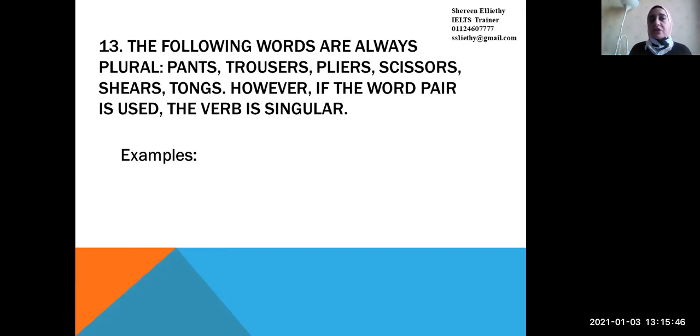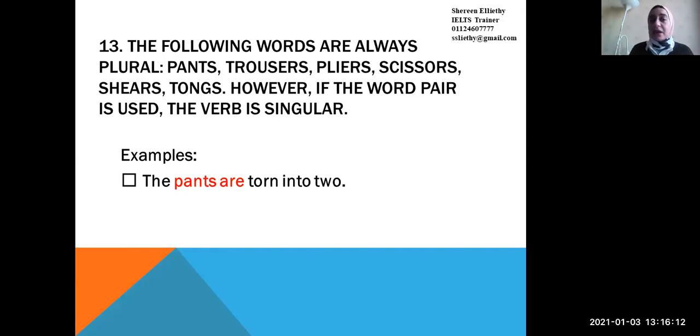What is the meaning of tongs? You know that this is the tool that we use in the kitchen in order to pick up maybe some fries while they are being fried. Okay, these are tongs. So all these words are always plural: pants, trousers, scissors, shears, and tongs. If I use the word pair, I will use the singular verb.